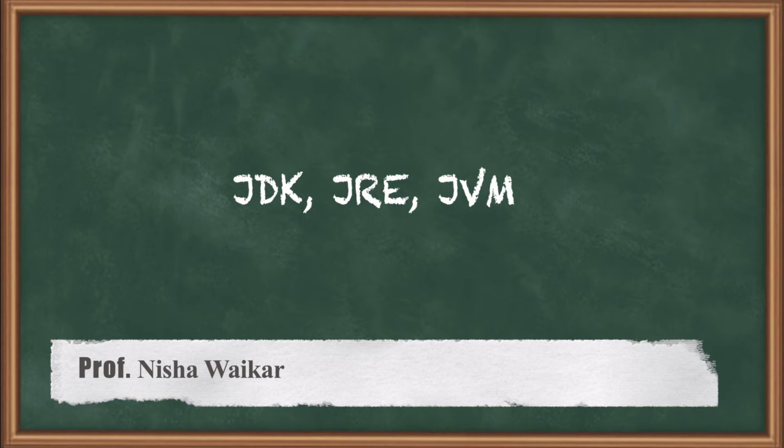In this we are going to discuss a very important part of Java, which is JDK, JVM and JRE. At the time of installation we have talked about it a little bit, but now we are going to discuss these three entities in detail, namely JDK, which stands for Java Development Kit, JVM, which is Java Virtual Machine, and JRE, which is Java Runtime Environment.